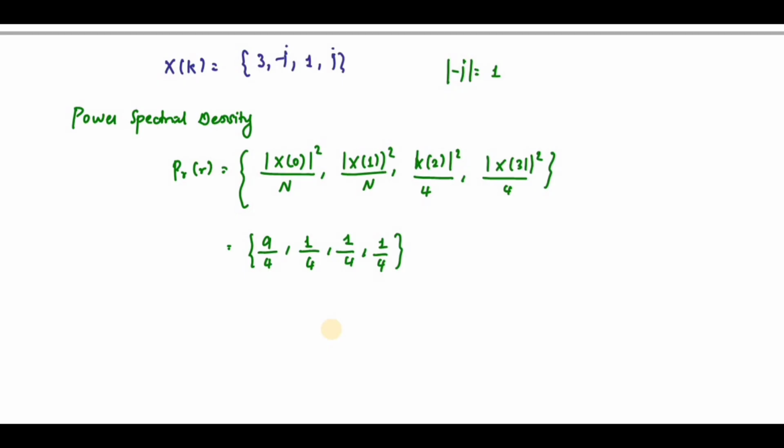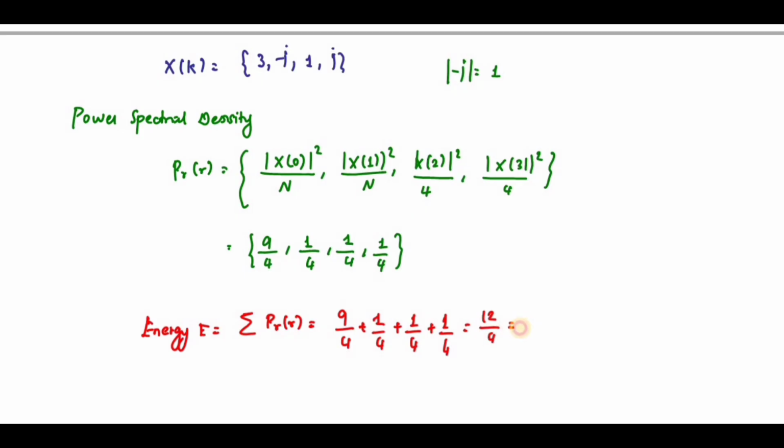Next, if they ask to find the energy, write it as the summation of P of k. That is 9 by 4 plus 1 by 4 plus 1 by 4 plus 1 by 4. So 9 plus 3 is 12, divided by 4. That is nothing but 3.